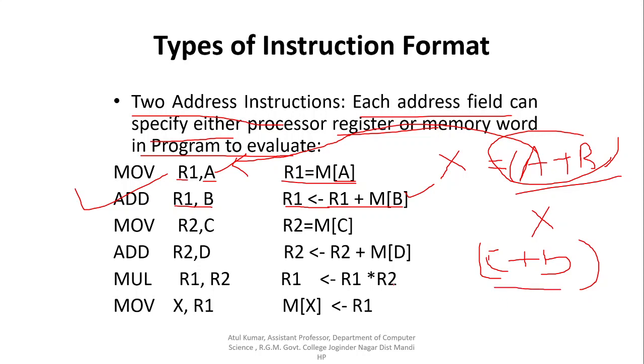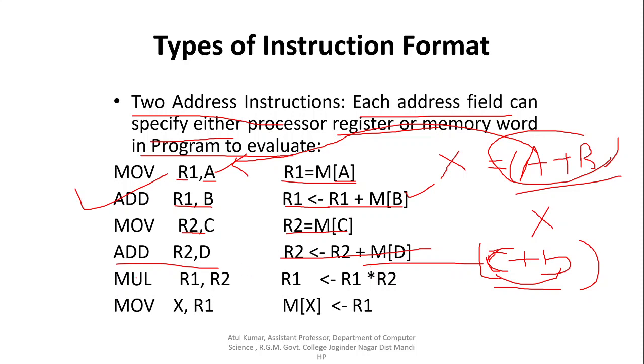Similarly in case of R2, firstly we move the content of C to R2. This is the operation, move the content of C to R2, and the next operation is add R2 to D. Then we add the content of R2 and D. So firstly R2 contains C, and after adding, C plus D is the result. So R2 is equal to R2 plus D. Now R1 contains A plus B and R2 contains C plus D.